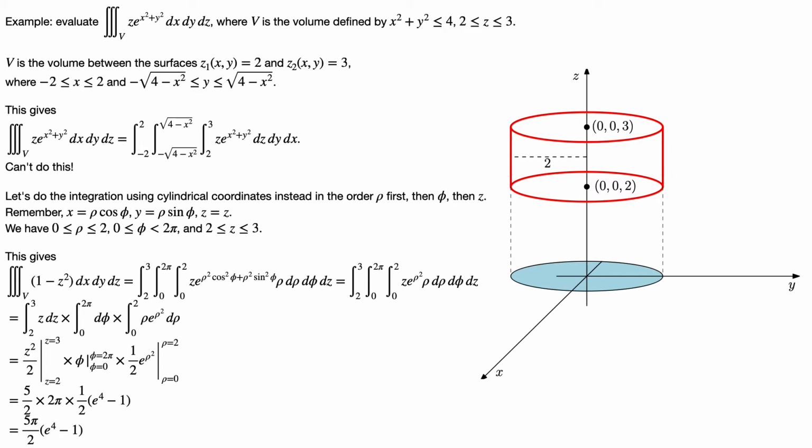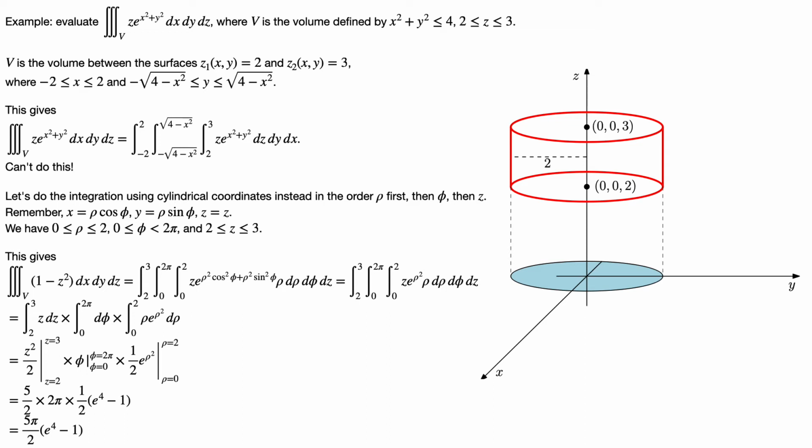Then the common domain of z1 and z2 in the xy plane is the circular disc highlighted in blue. For a particular value of x, y varies from minus the square root of 4 minus x squared to plus the square root of 4 minus x squared. Finally, x goes from minus 2 to plus 2. We quickly run into a problem though. We can't actually find an antiderivative of e to the x squared plus y squared with respect to x. Well, to be more specific, the antiderivative does exist, but it can't be written using elementary functions.